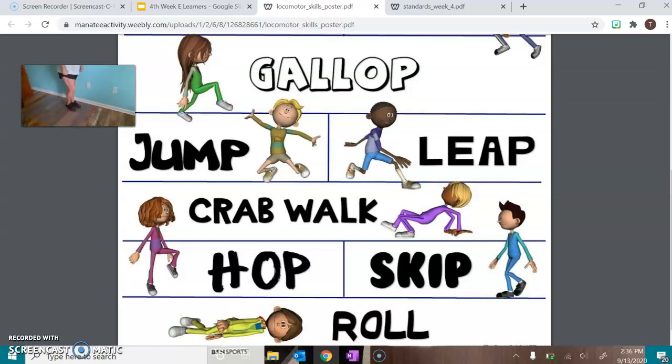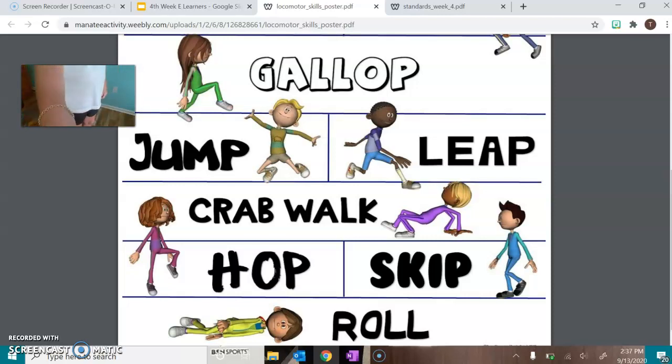Okay? So let's look at it sideways. I'm going to take a step and on that same foot, hop. Step, on that same foot, hop. Step, hop. Okay? So if I am skipping, it would look like this. Step, hop, step, hop, step, hop, step, hop.